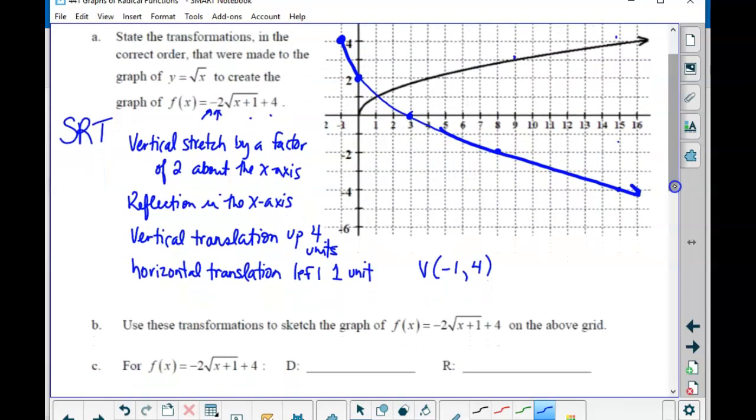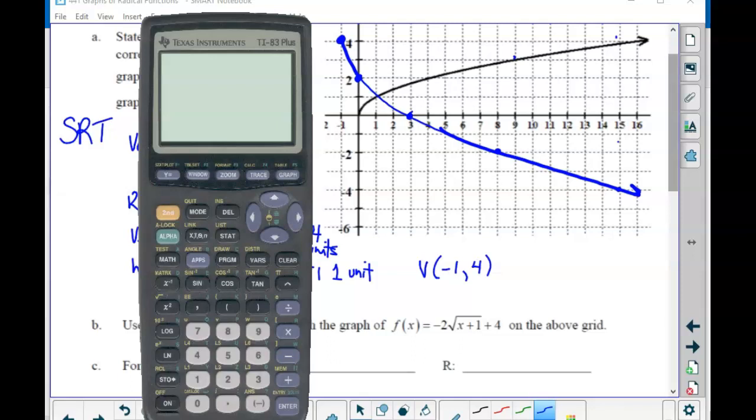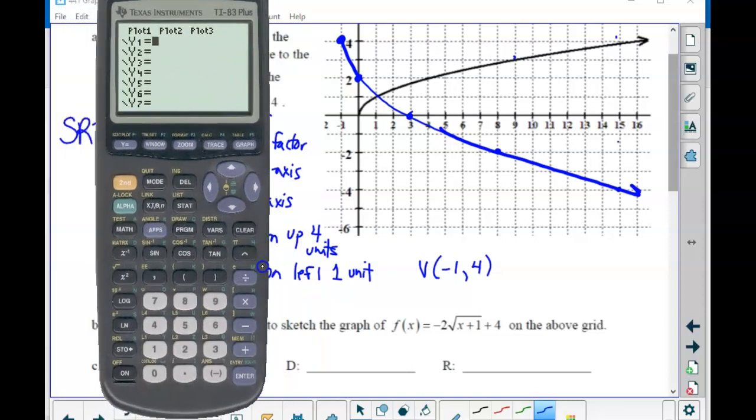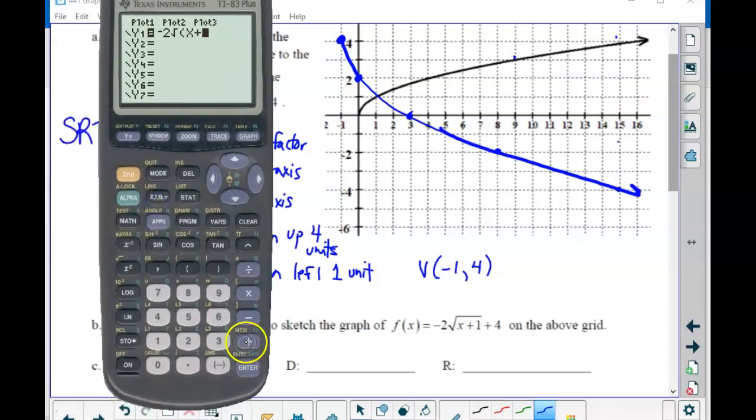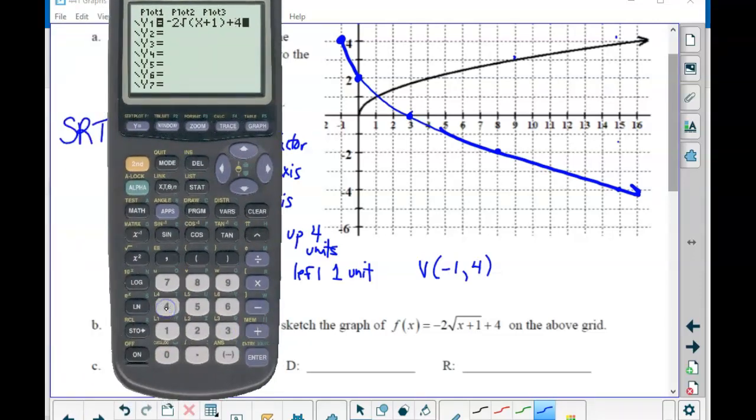Okay, now get out your calculator. Let's graph it so that you can check. All right, so here, negative 2 square root, I have to use this old calculator, but it's okay. X plus 1, close bracket on that, plus 4. And our window, this is going from negative 2 to 16 by ones, to enter twice every time. Negative 6 to 5, let's do.